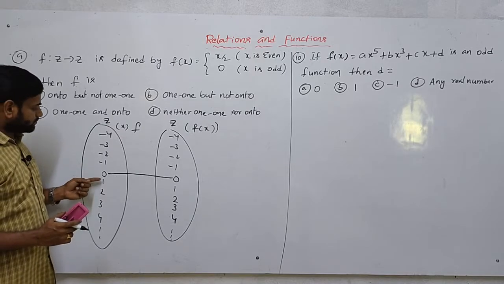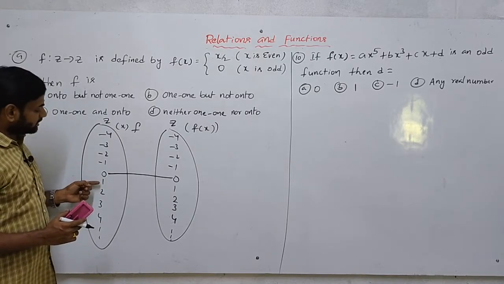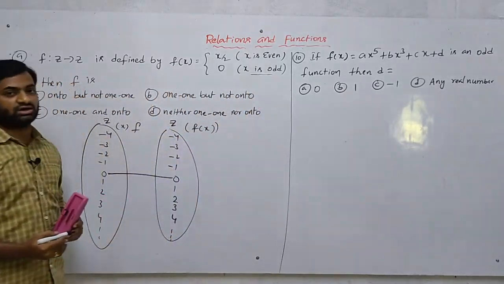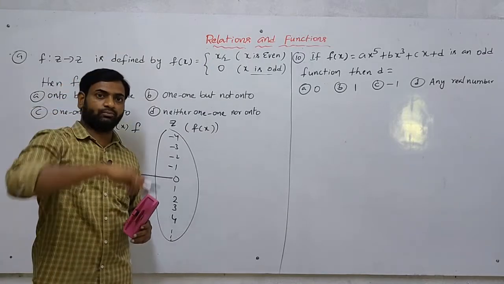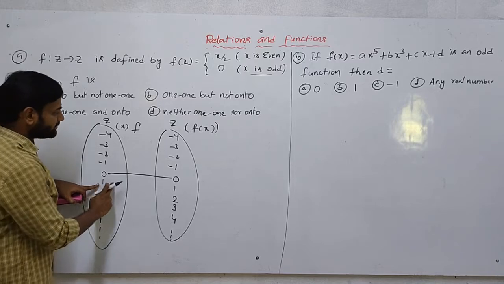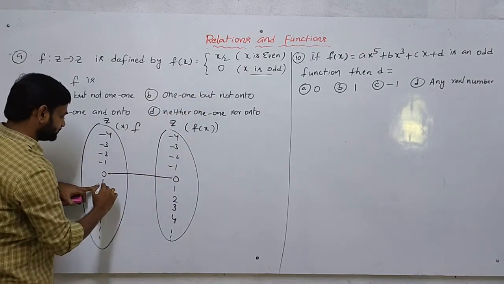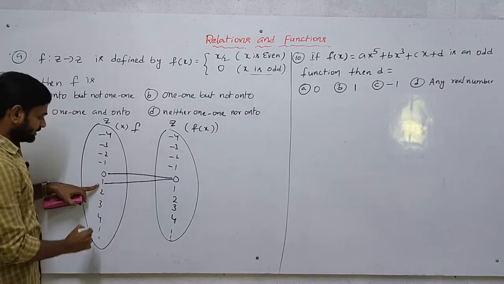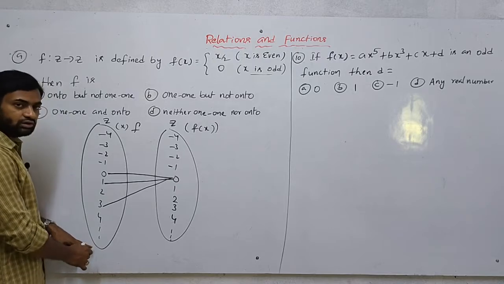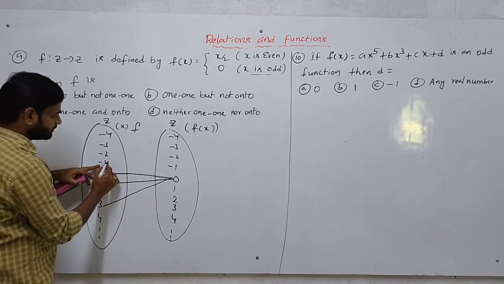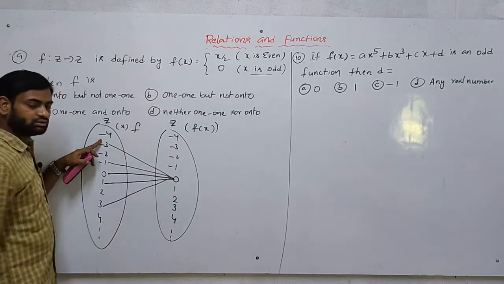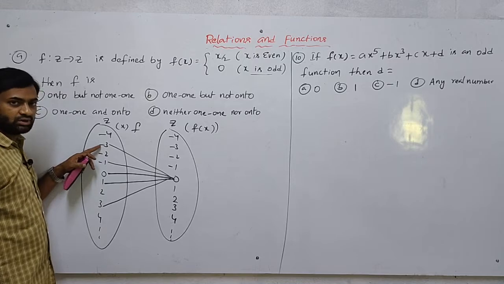Next, 1. 1 is an odd number. When x is an odd number, everything maps to 0. So 1 is an odd number, so it is mapping to 0. Directly the answer is 0. Next, 3 is also odd, so it is also 0. Next, 5 is also odd, it is mapping to 0. Next, -1 is an odd number, it is mapping to 0. Next, -3 maps to 0. -3 is an odd number.